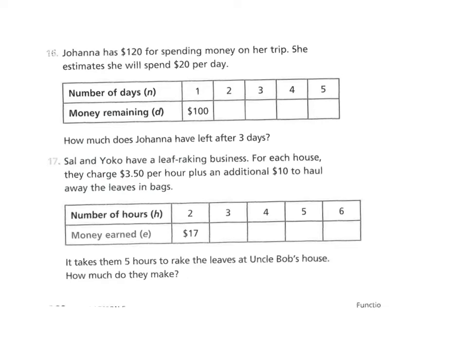All right. So Joanna has spent $120 for spending money on her trip. She estimates she will spend $20 per day. Okay, so she has $120 for spending on her trip. She estimates she'll spend $20 per day. So that means she's taking away $20, right? Because when you spend money, do you add it or do you take it away? Okay, so what we would want to do is how much money will she have left after 3 days?